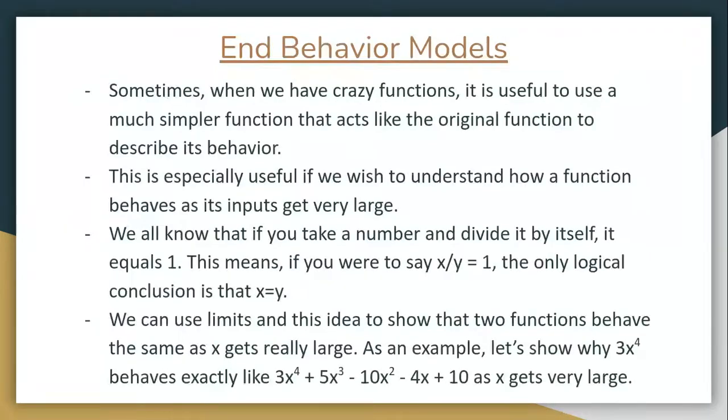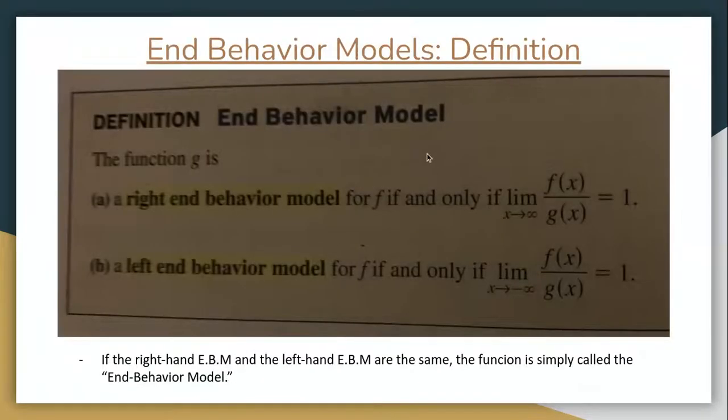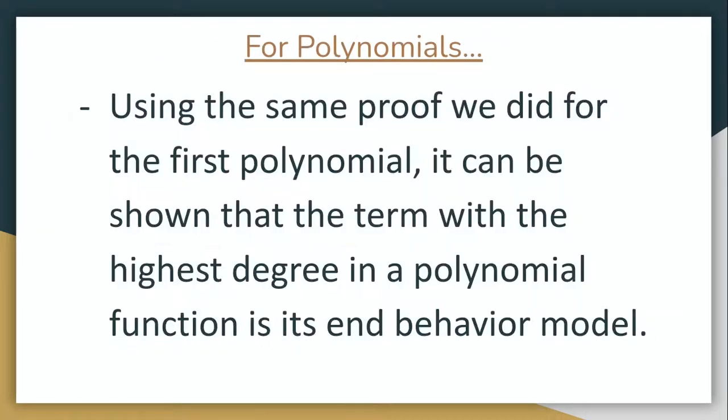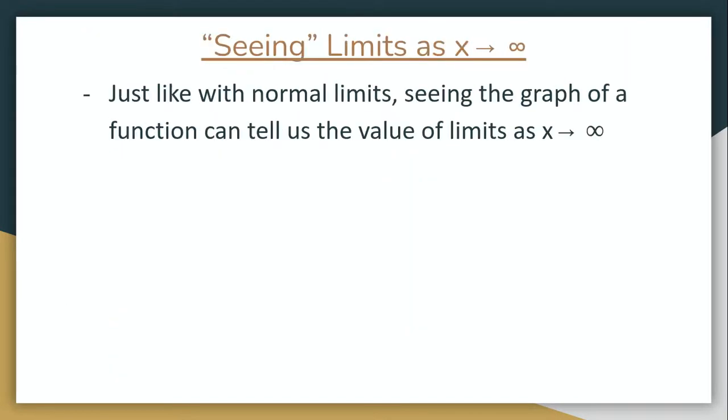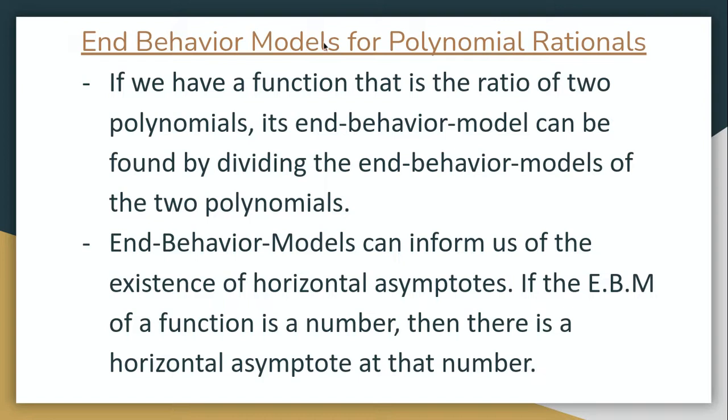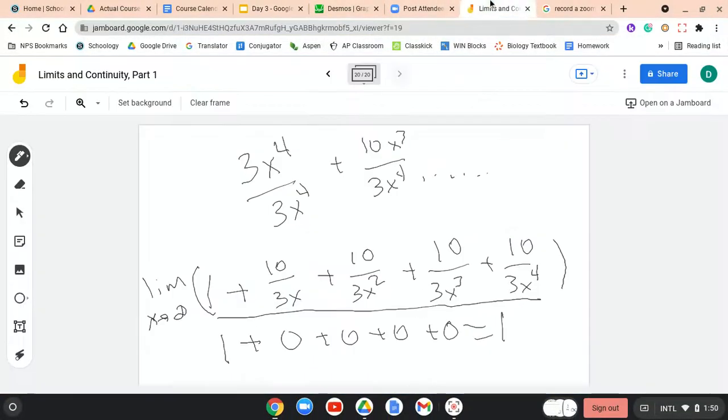So similarly to how with our example on the Jamboard, we showed how the first term that had the highest exponent, 3x to the fourth, was the end behavior model. We could do the same process for any polynomial to show that the first term with the highest degree is its end behavior model. All right. So the end behavior model for polynomial rationals is also pretty simple. And I'll explain why in just a second.